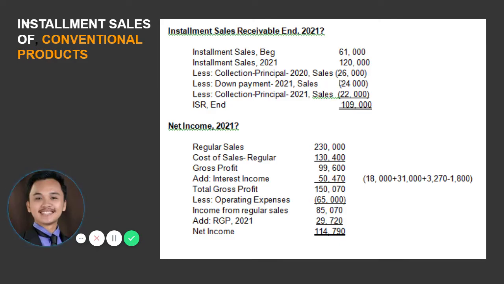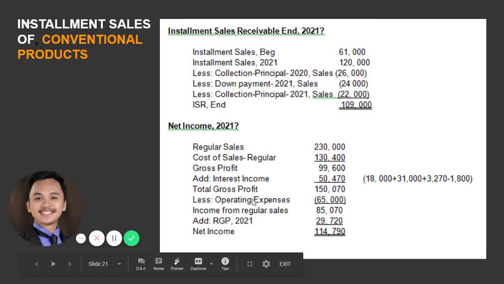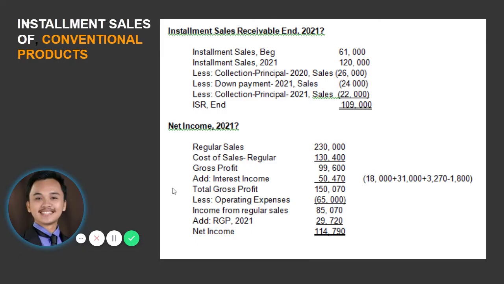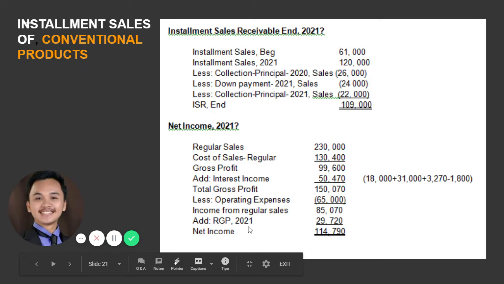So this time we have 26,000 cash collection for 2020 sales applicable para sa atong principal, and then down payment para sa atong 2021 sales nga 24,000, and then collection also for our principal sa 2021 nga 22,000. So therefore, your total installment sales receivable end will be 109,000. Okay. And then our net income for 2021 guys, for computational, it will be the format. Same siya atong naka journal entry form. It will give us a net income of 114,790.